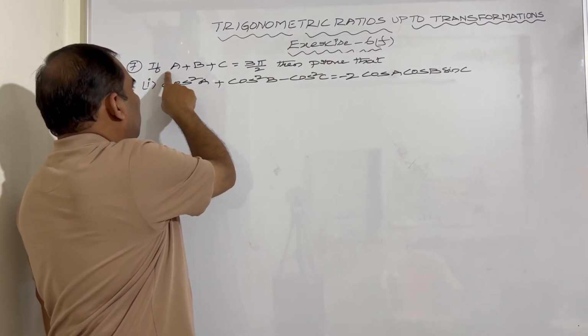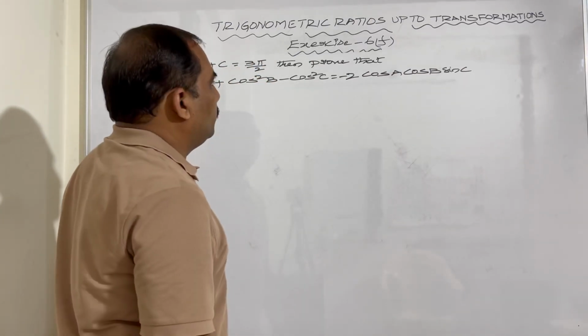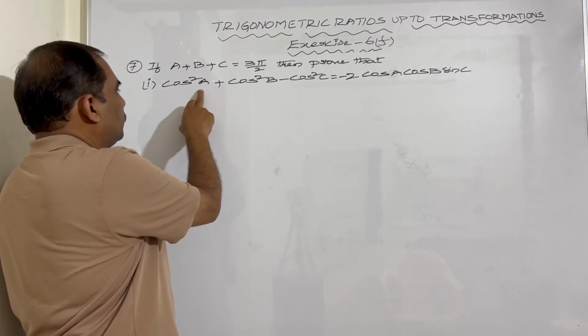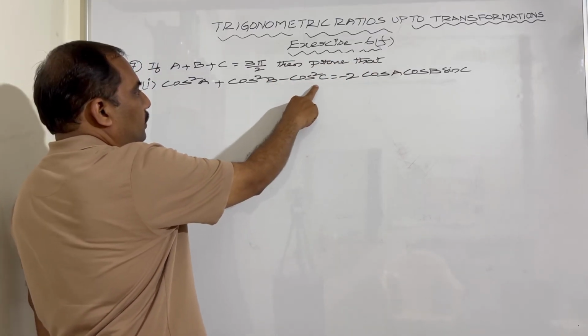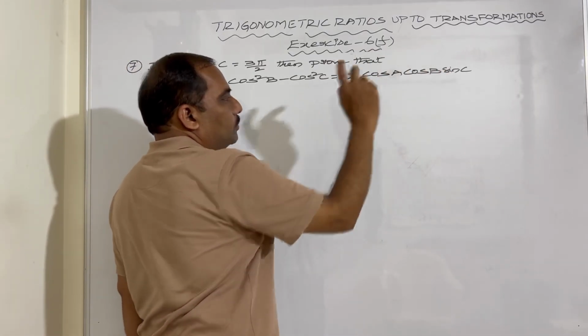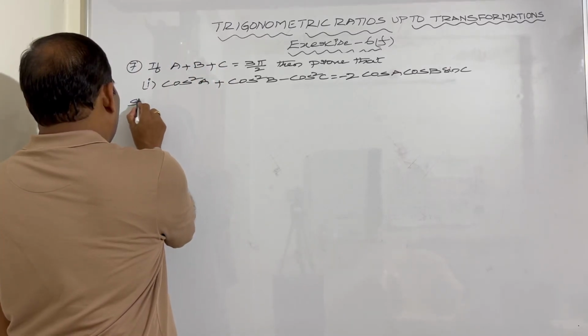The question is the 7th question: if a plus b plus c is equal to 3 pi by 2, then prove that cos square a plus cos square b minus cos square c is equal to minus 2 cos a cos b sin c.